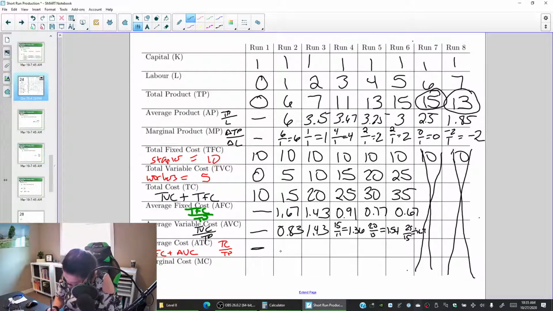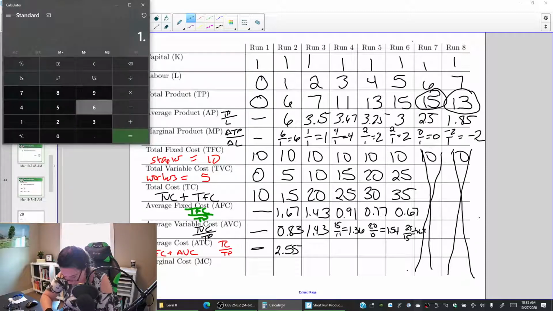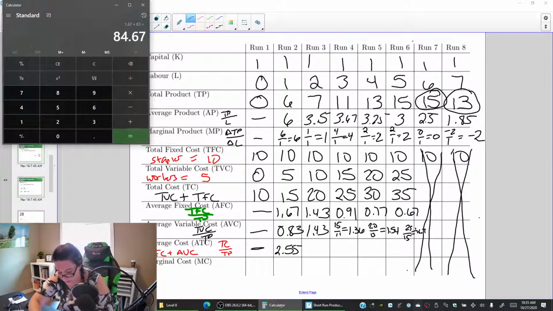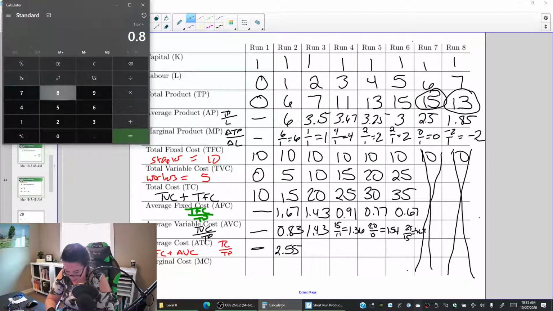So we get 2.5. Notice that if we add 1.67 plus our 0.83, let's try that again. 1.67 plus 0.83. Right, we're getting that same number, just some rounding error.